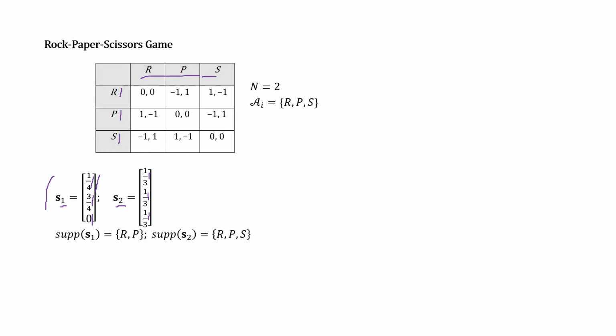Now, the support of S1, agent 1's strategy, is rock and paper, because only rock and paper have non-zero probabilities, and the support of S2 is rock, paper, scissors, because all three of them are being picked with non-zero probability.